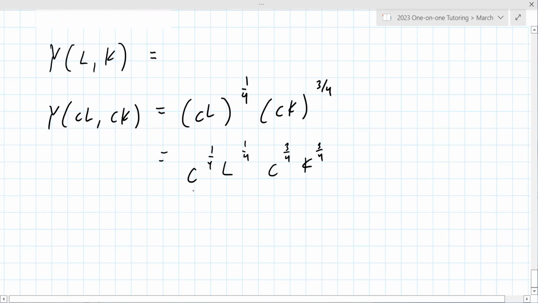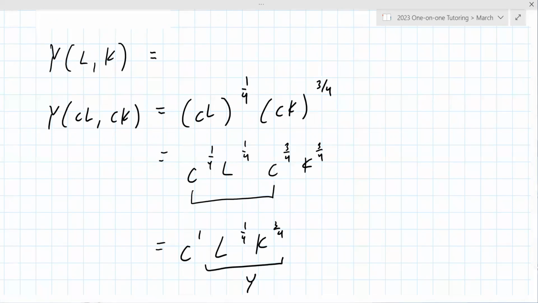And then you combine the constants. So you get C to the power of 1 because you add the exponents. And then that's L to the 1/4. That's cool. It's a really important property of this. Okay, I understand that. Fantastic.